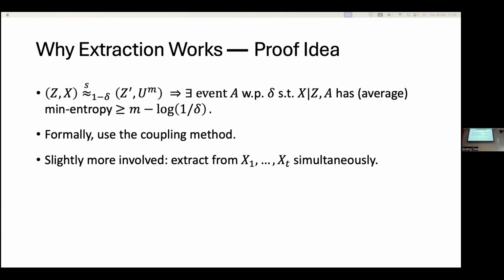Okay? So think about it this way. If Z and X are statistically close to something, no matter what it is, and uniform, then we expect X to have high mean entropy given Z, at least conditioned on some events. Okay? We lose at most, I mean, a uniform string has m bits of mean entropy, and we lose at most log 1 over delta. For example, if delta is half, we lose at most 1 bit of mean entropy.